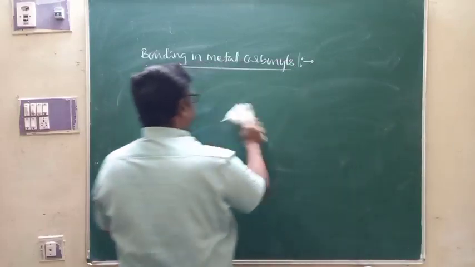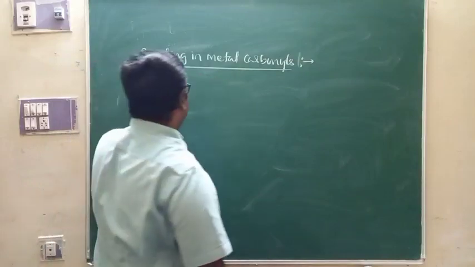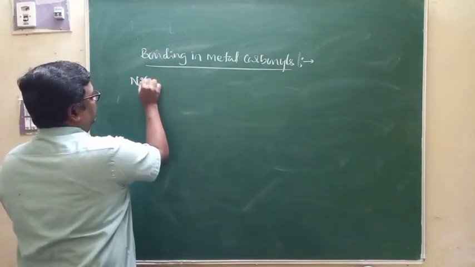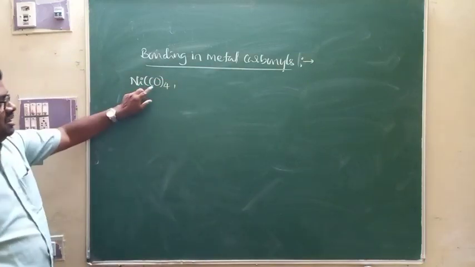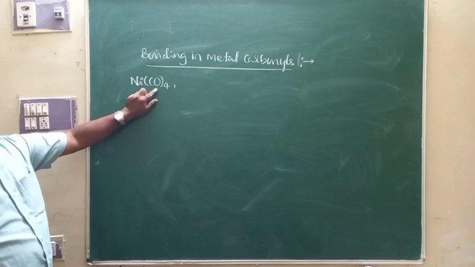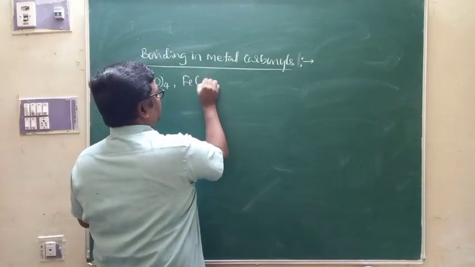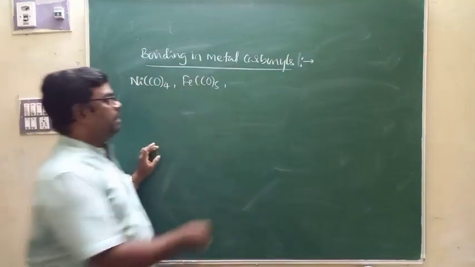As far as the metal carbonyls are concerned, you are supposed to study some of them. That is Ni(CO)4, one metal carbonyl, tetracarbonyl nickel(0). Another is Fe(CO)5, pentacarbonyl iron(0).